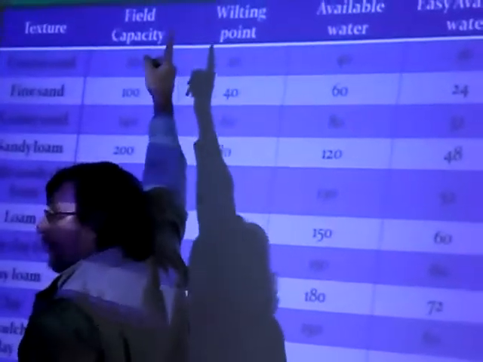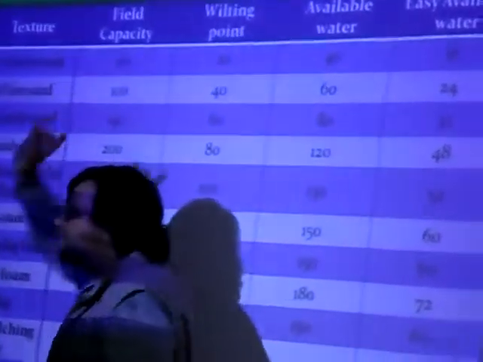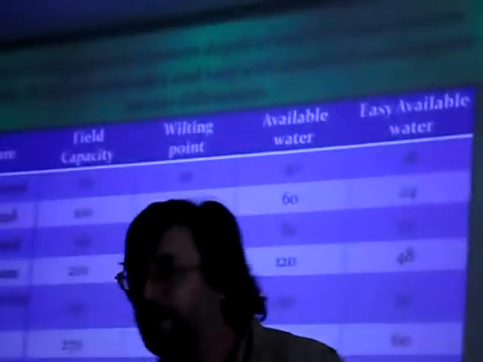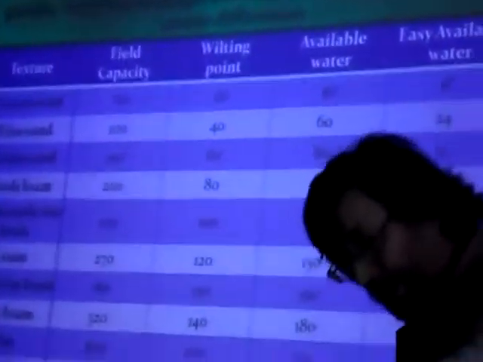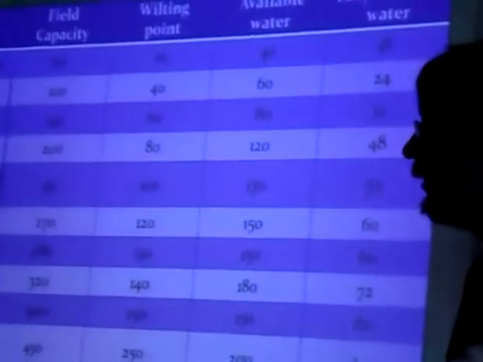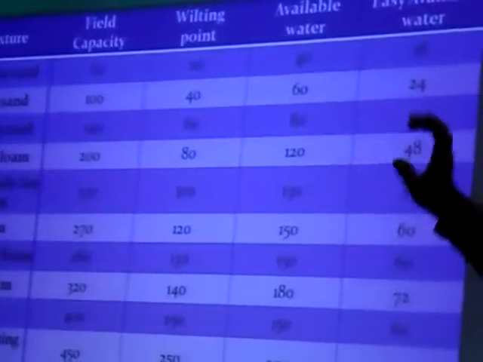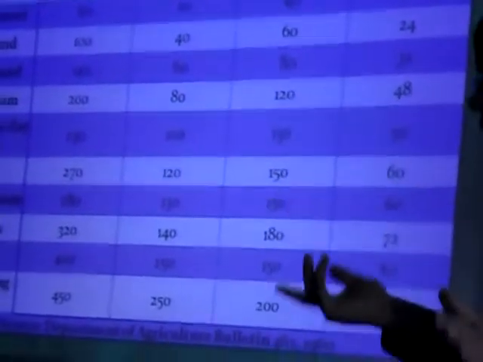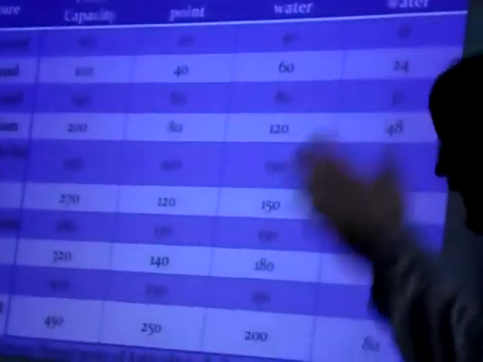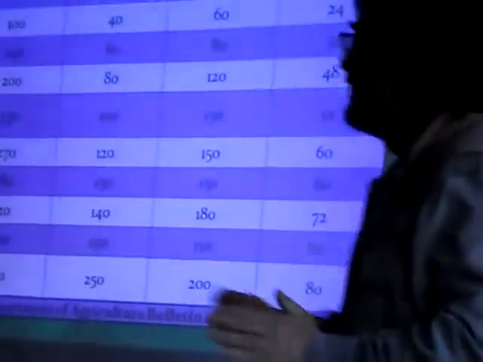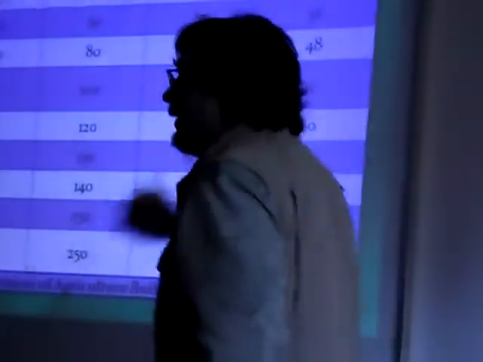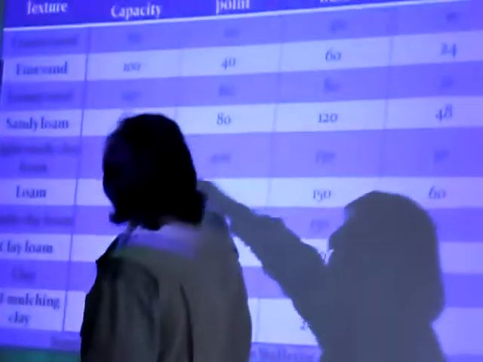If you look at field capacity, the figures are in millimeter per meter. So it means a meter of soil can keep that much water. It can be by liter or by millimeter, but the international way is millimeter, so let's talk millimeter.